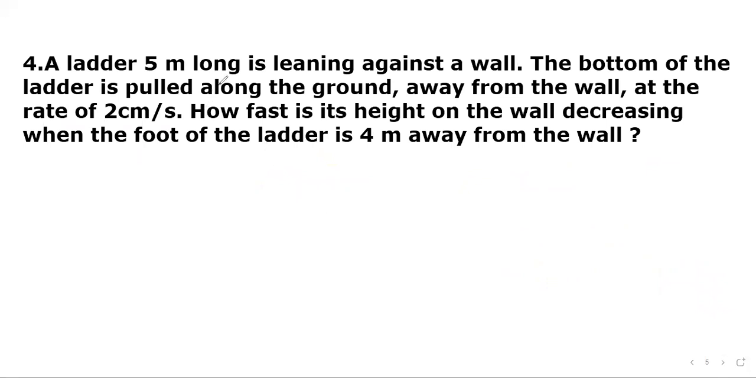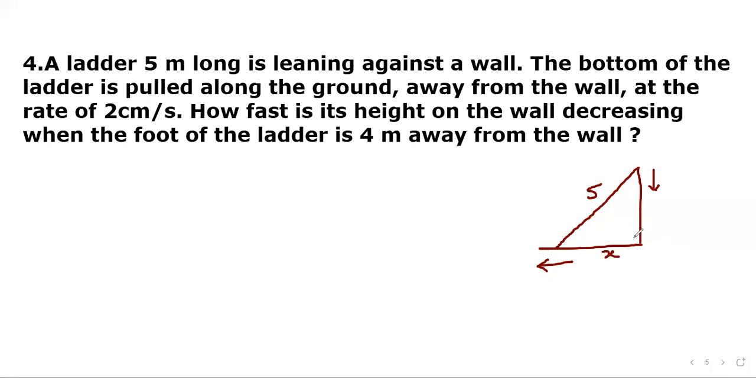A ladder 5 meter long is leaning against a wall. So this is the wall and this is the ladder. This is 5 meter, leaning against a wall. The bottom of the ladder is pulled along the ground. The bottom is being pulled in this direction, then the top will come downward, away from the wall at the rate of 2 centimeter per second. How fast is the height on the wall decreasing?